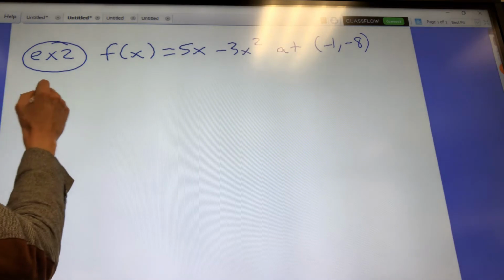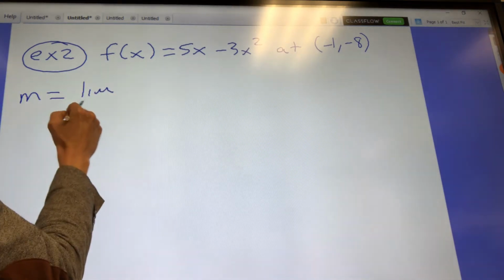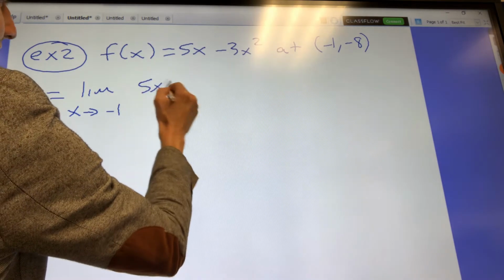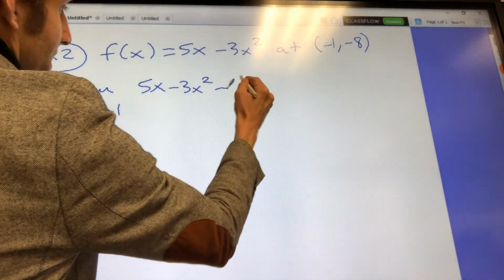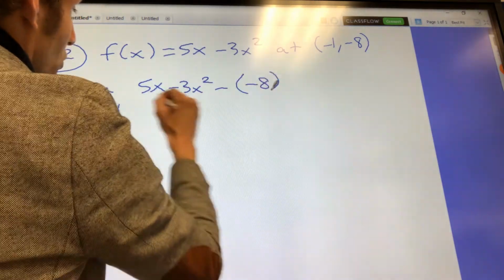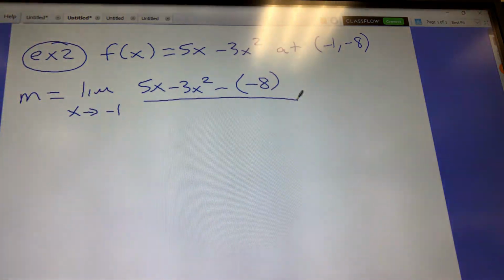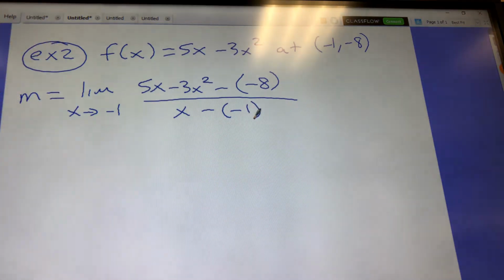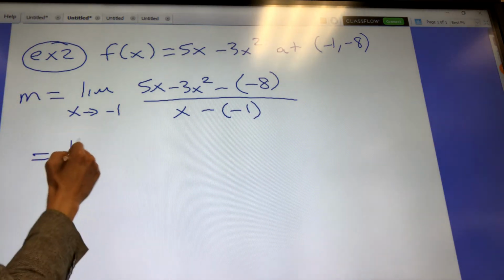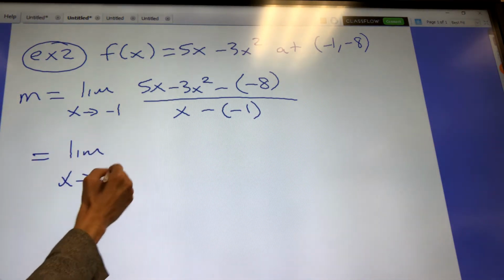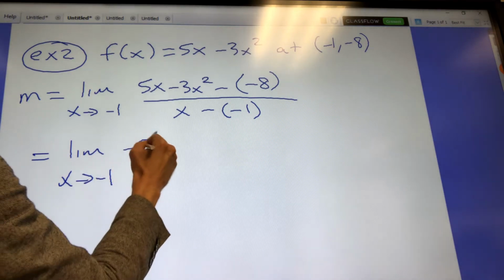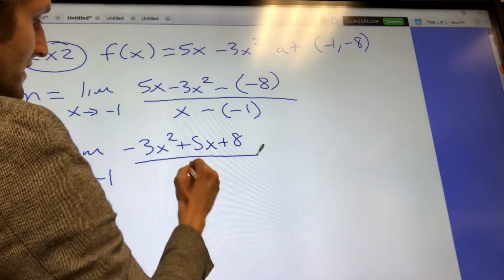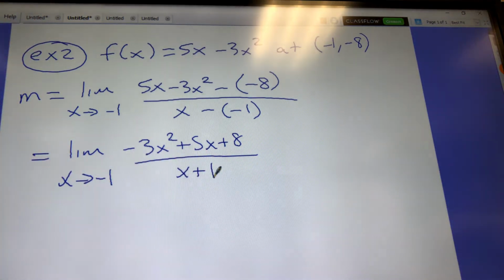So the slope is equal to the limit as x goes towards negative 1, the x value, of f of x minus f of a, the y value, over x minus a, minus the negative 1. So you got the limit as x goes to negative 1 of negative 3x squared plus 5x plus 8 divided by x plus 1.